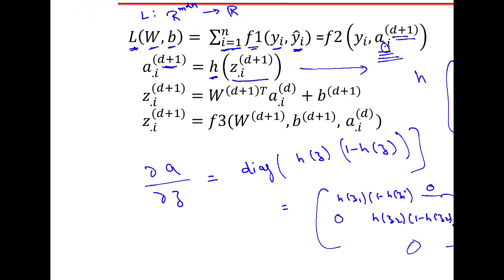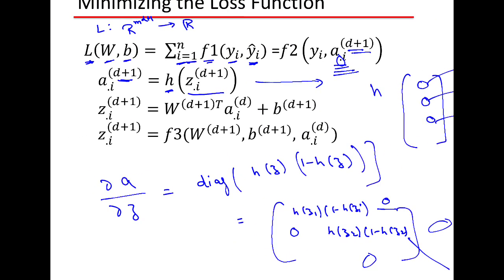This differentiation is simple. Now, what is the input at the D plus first layer? It is the weight at D plus 1 times A_D, the output of the previous layer, plus the bias. Right? So now this is mapping a function of size M_D to M_(D+1). So its derivative would be a full matrix.